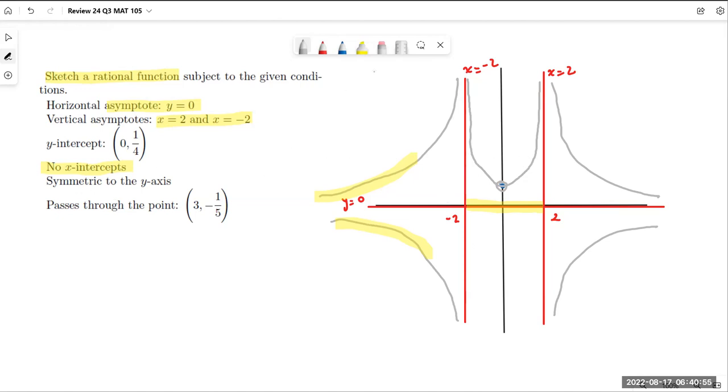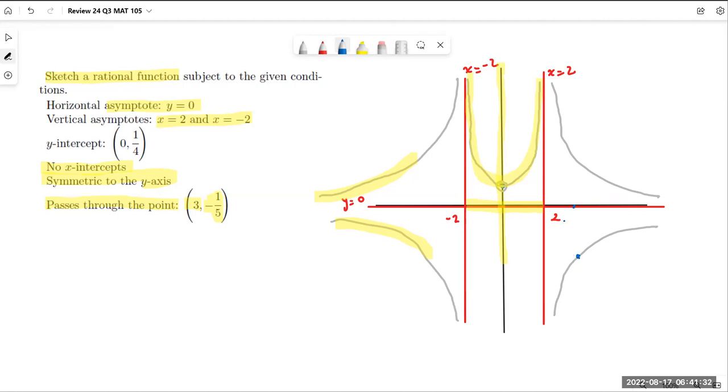Now, it's telling us that it's symmetric to the y-axis. So the y-axis is this one. All right. So try to make this branch over here and this branch as symmetric as possible. Okay. Now, we still have the issue with this. So let's go with the next information, which is that it passes through the point (3, -1/5). So (3, -1/5) is located 3 over here after this asymptote, and minus 1/5 should be negative. So it should be somewhere here.